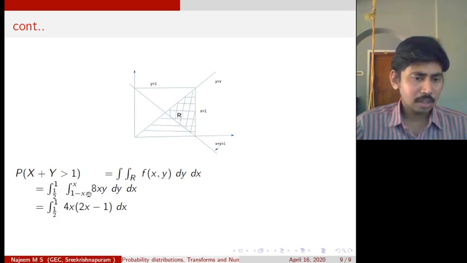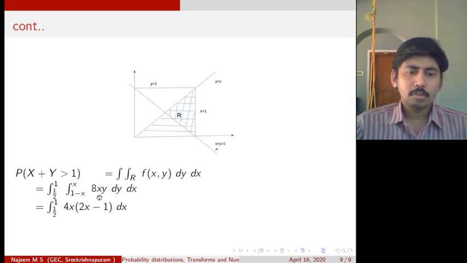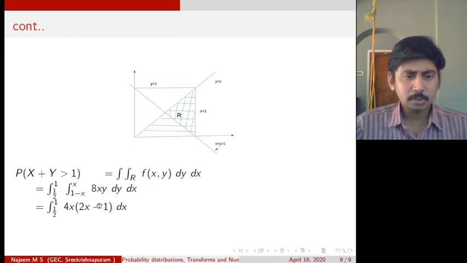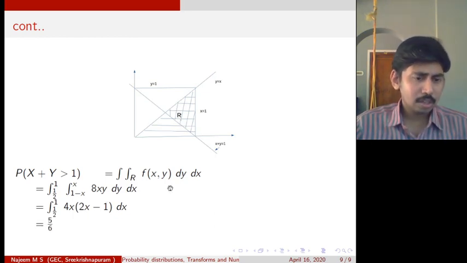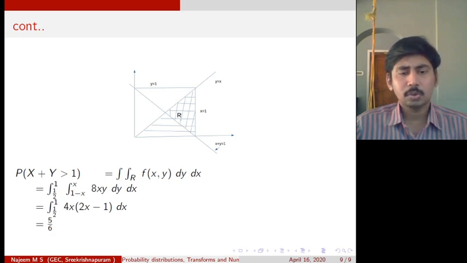If we integrate 4xy, 4x is constant and we integrate over y and substitute values, we will get the integral from 1 by 2 to 1 of 4x into 2x minus 1, and substituting values we will get 5 by 6. That's the way to calculate.